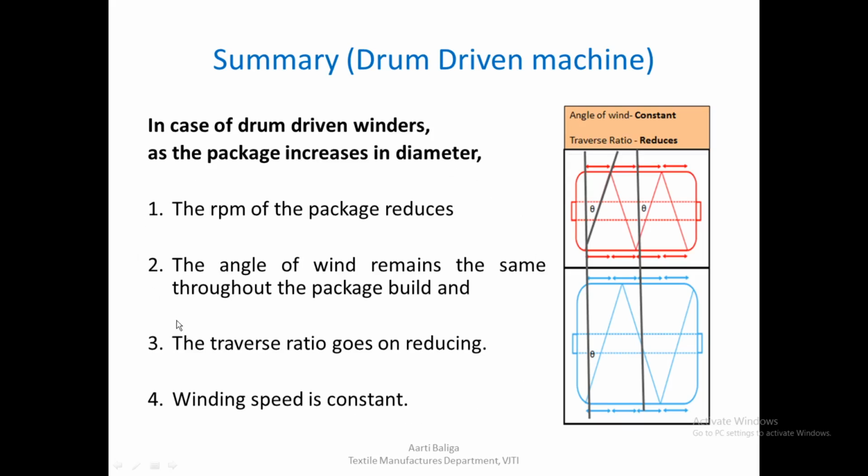So we must remember this, and this is the way it can be shown in the form of a diagram, where we see that the angle of wind remains constant. So to keep this angle of wind constant, which is theta, the same thing, as the package builds up, I may have to reduce the traverse ratio, and only then this angle theta can be maintained. So traverse ratio will be reduced.